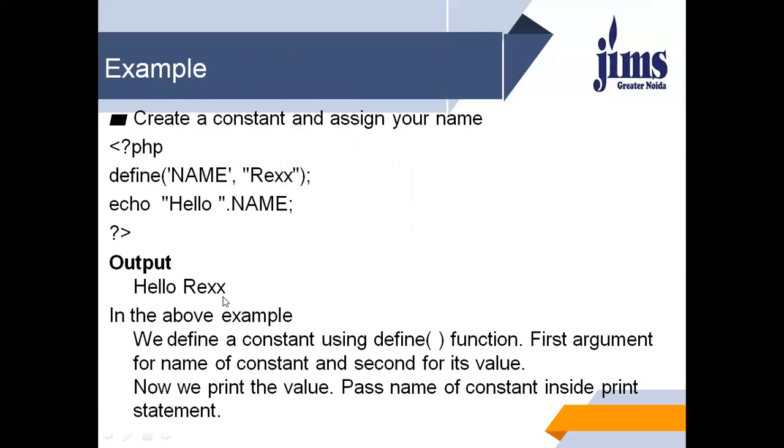So in this example, we define a constant using the define function. First argument is the name of a constant and second is its value. And now we are printing the value by passing the name of the constant inside the print statement.